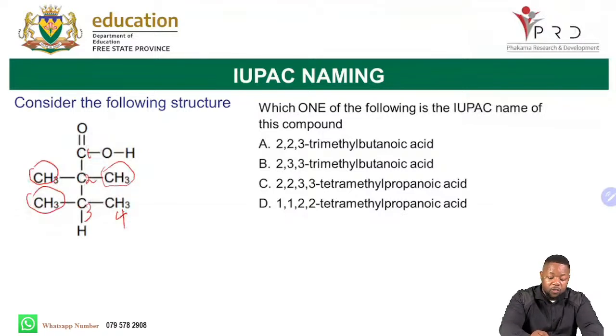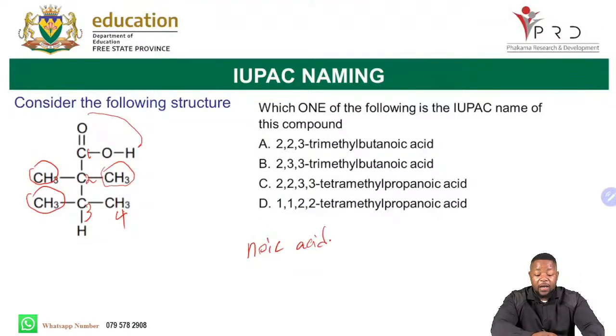Now, the functional group, which we have indicated, will determine our name ending. And by looking at it, we can see that this is an acid. So the name ending must have enoic acid. Then we go now and check the parent chain, the longest chain. How many carbons does it have?